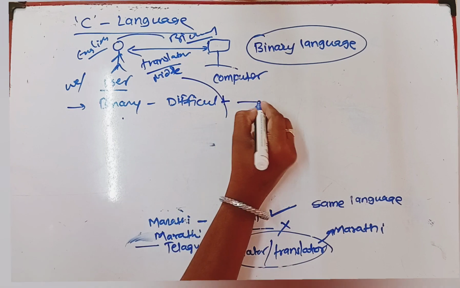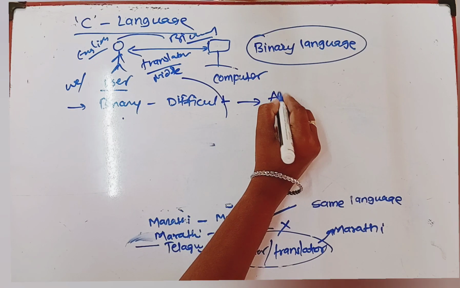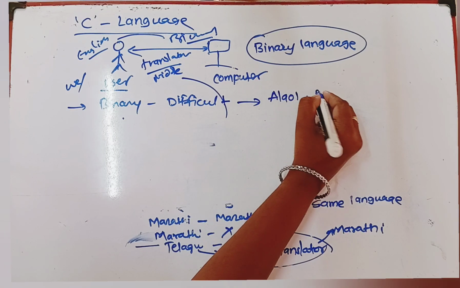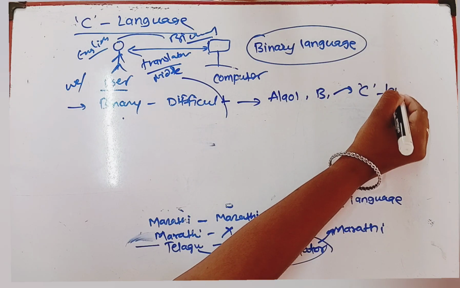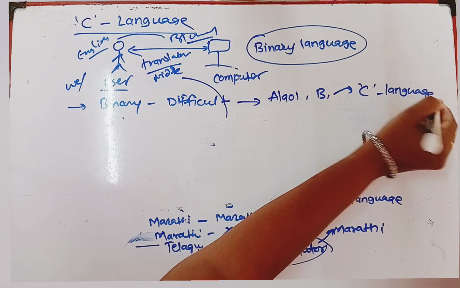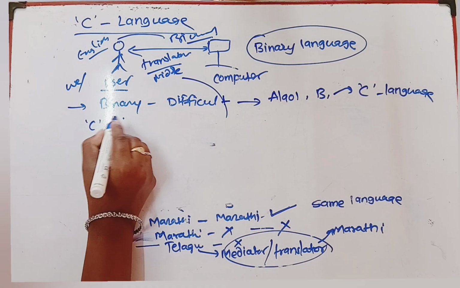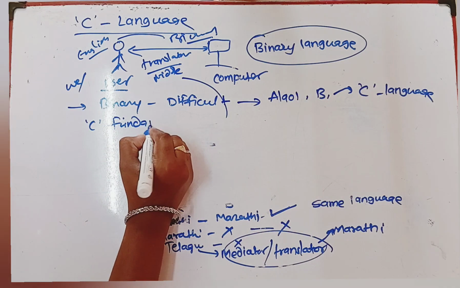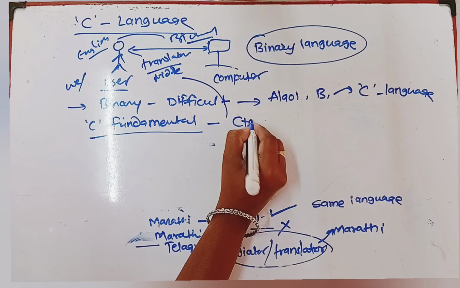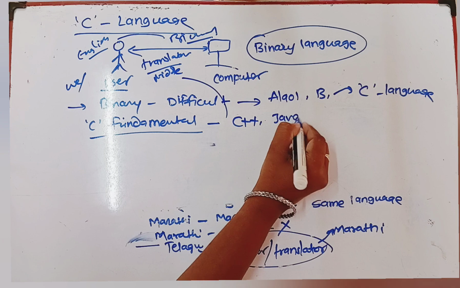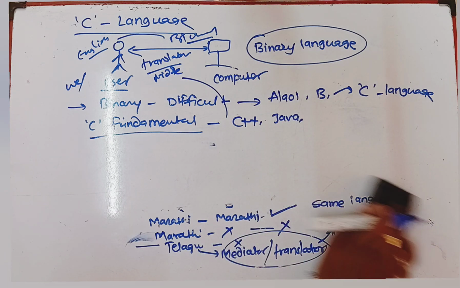Therefore the next languages came, such as Algol was there, then we had B language, and then we came with the C language. So C is a fundamental language for the other remaining languages such as C++, Java, Python, PHP, and so on.